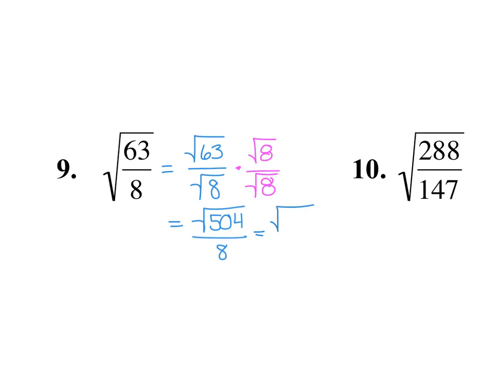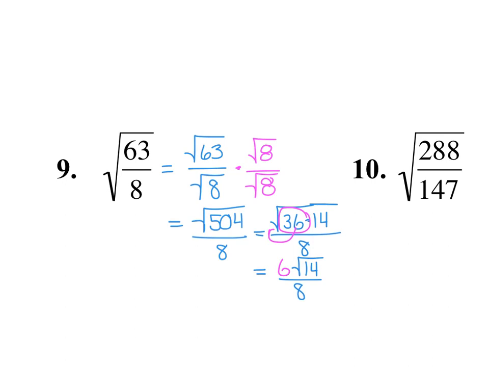But what this ends up being is the square root of 36 times 14, because 504, 36 is a perfect square. It goes in there. It's over 8. So now, square root of 36, we can circle that. It's a perfect square. A 6 escapes. We're left with square root of 14 over 8.